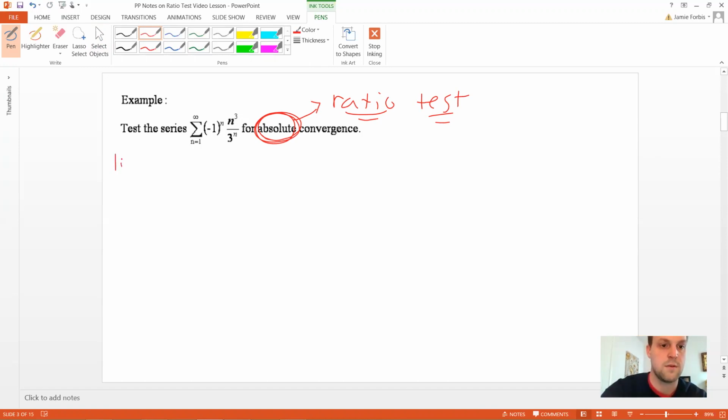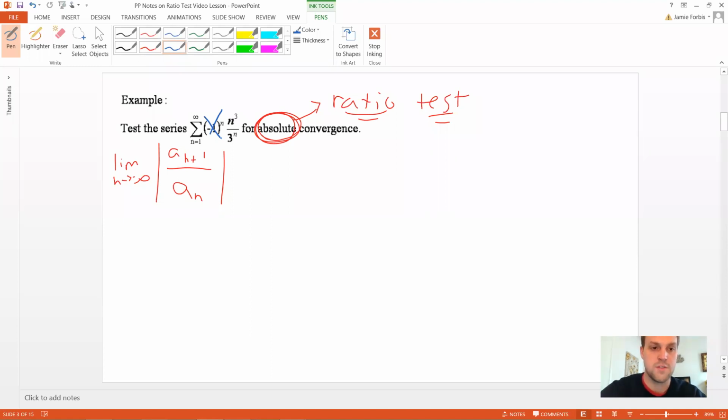It says to do the limit as n approaches infinity of the absolute value of a sub n plus 1 divided by a sub n. And notice how when we're taking this limit, we're taking the absolute value of it. Taking the absolute value is actually getting rid of the alternating series piece of it, right? So can we agree that I don't even need to put that into this limit, because the absolute value is just getting rid of that alternating series part.